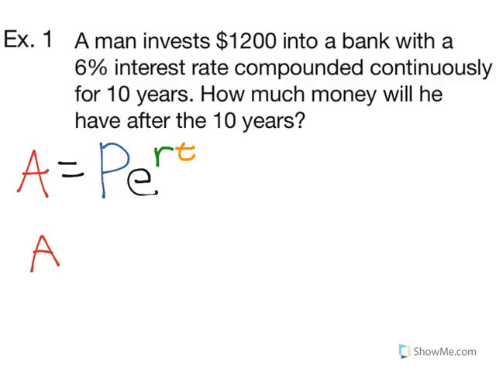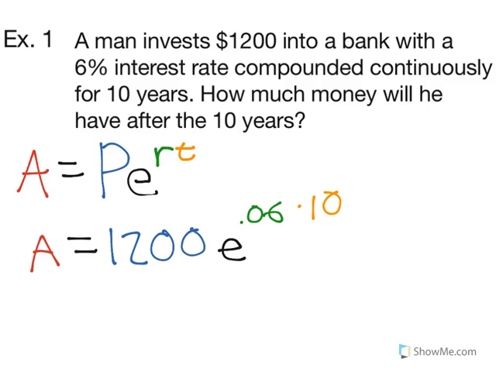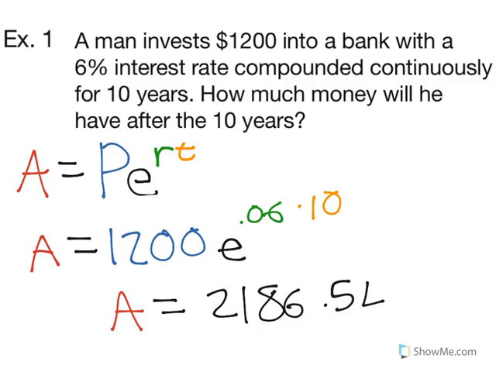So A is going to be equal to P, our principal, which is the $1,200, so we'll write that in. And then e, and then r is our interest rate in decimal form, which is the 6%. So we're going to write 0.06, and then we're going to times that by the 10 years. After plugging all this into your calculator, A is going to be $2,186.54.